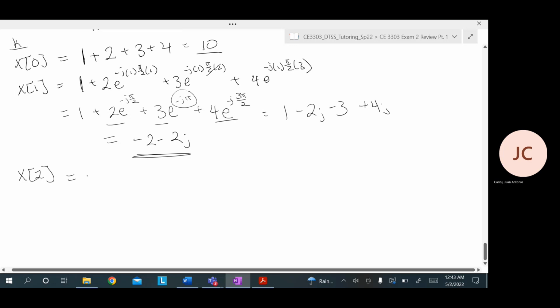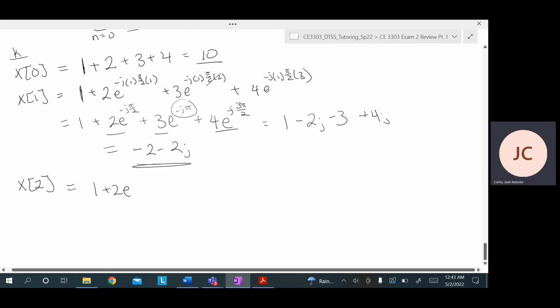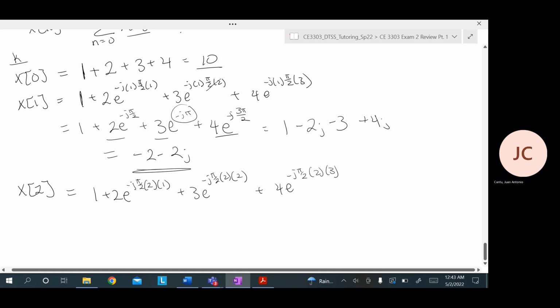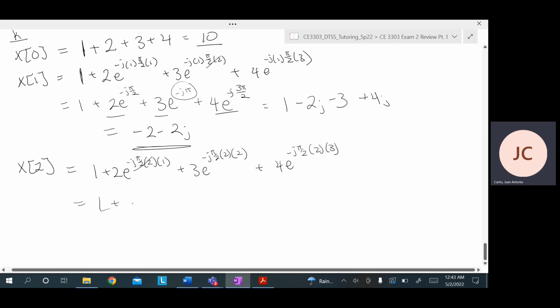Now let's do x of 2. And we'll get 1 plus 2e to the minus j pi halves, k is 2 now, n is 1, plus 3 e to the minus j pi halves, k is 2, n is 2, plus 4 e to the minus j pi halves, k is 2, n is 3. Okay, so let's calculate this out. We get 1 plus, these 2's cancel, so we got 1 plus 2e to the minus j pi plus 3e, this 2 cancels, but then we get e to the minus j 2 pi plus 4, these 2 cancel, e to the minus j 3 pi.